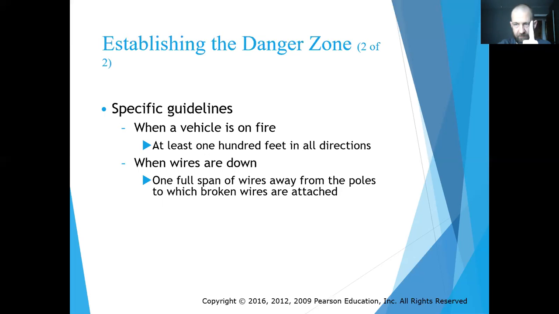If there's two poles and it broke off of this one, then however long that wire is, in a circle around the pole that it's still attached to, that's how far we want to be out from it, or at least that far. So one full span of wires away from the poles in all directions.